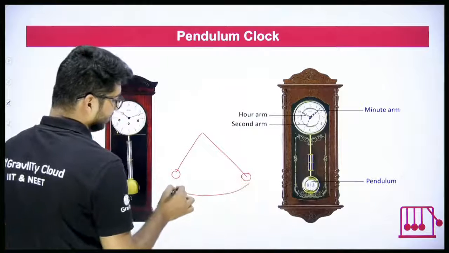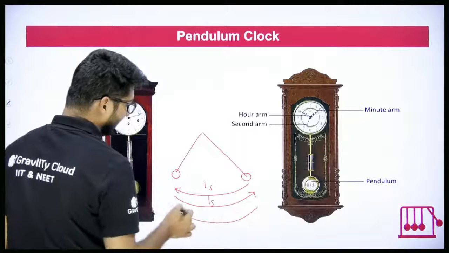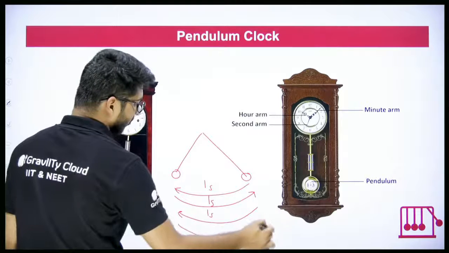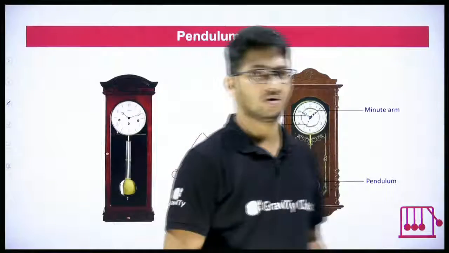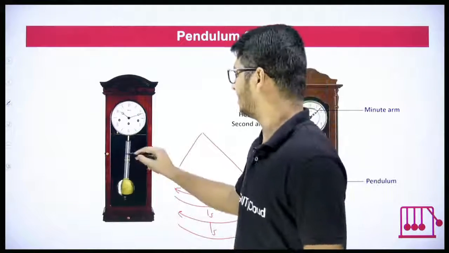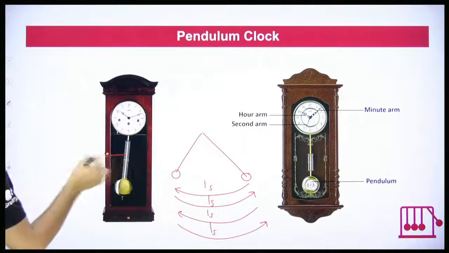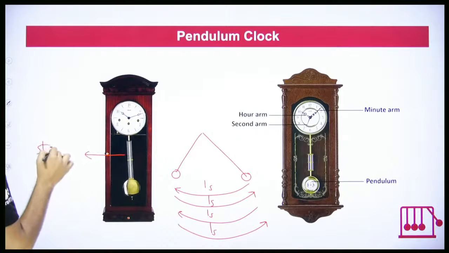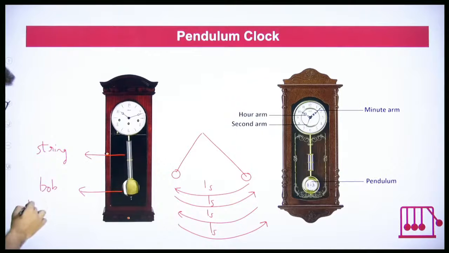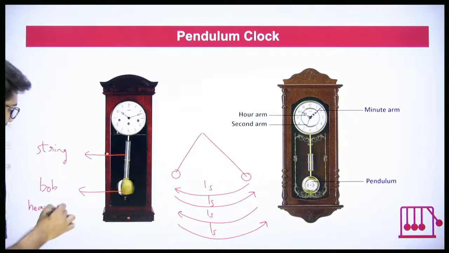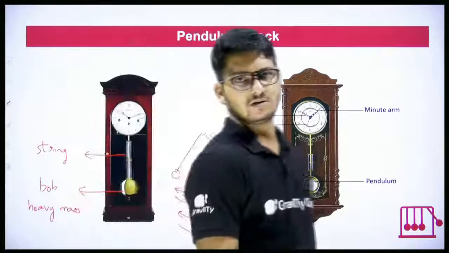In fact, from one end to the other end, the time taken will be 1 second. Then again back, 1 second. Then again 1 second. It's like a swing. Clear? That's a pendulum clock. And here in the pendulum clock, this is like a thread or a string, and this is a heavy mass. We call it a bob, which is a heavy mass. That's it. Clear? That's a pendulum clock.